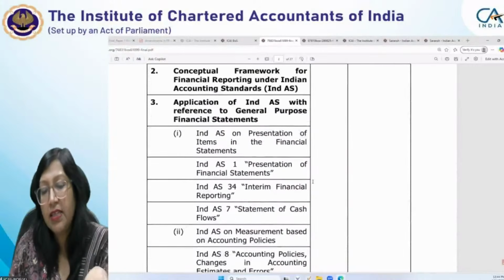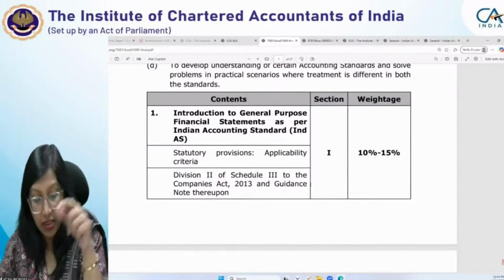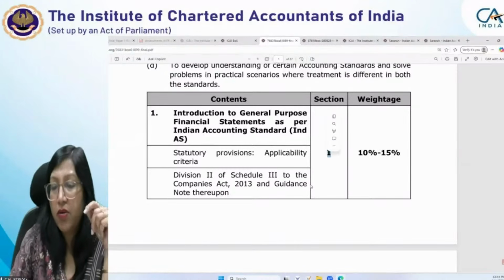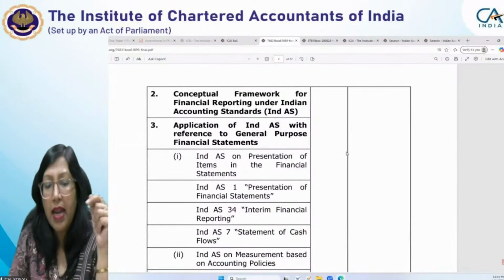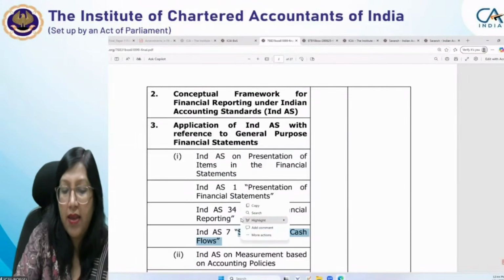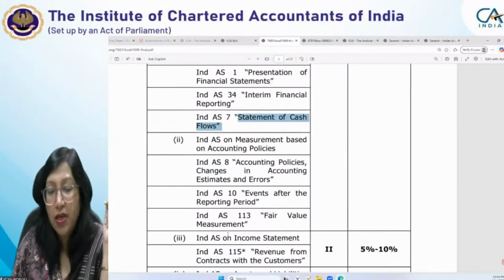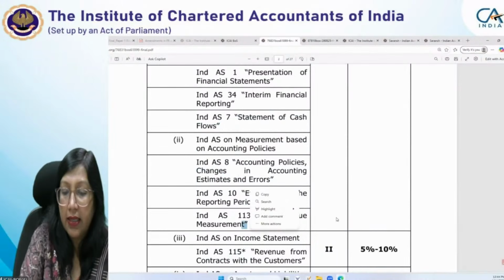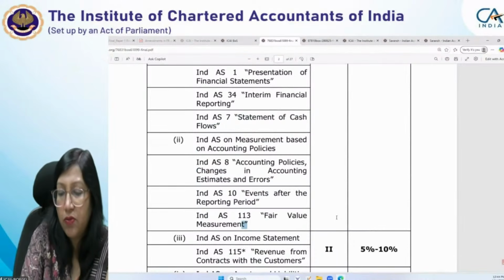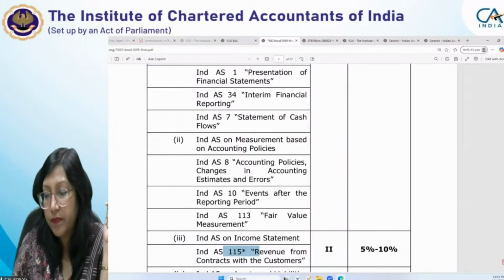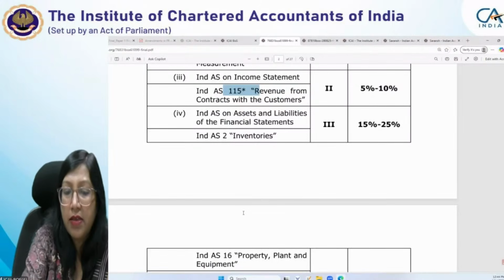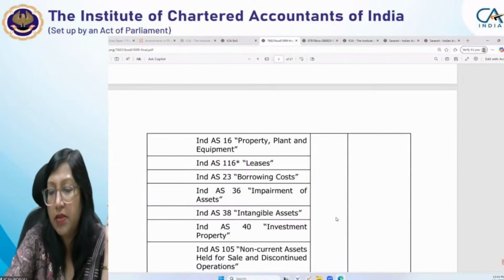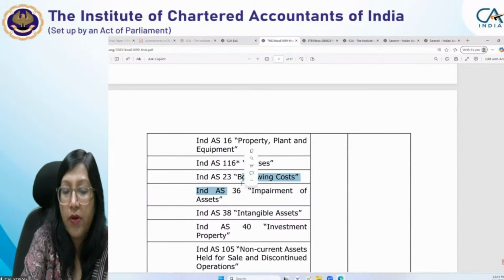See, every section I have covered here. This is section 1, and if we scroll down, there is a merged cell, and Ind AS 1, 34, 7, moving on to the next row, 8, 10, 13 is there. Section 2, 115. Section 3 covers 2, and there is a merged cell here. See, this is a merged cell here. 16, 23, everything is mentioned.